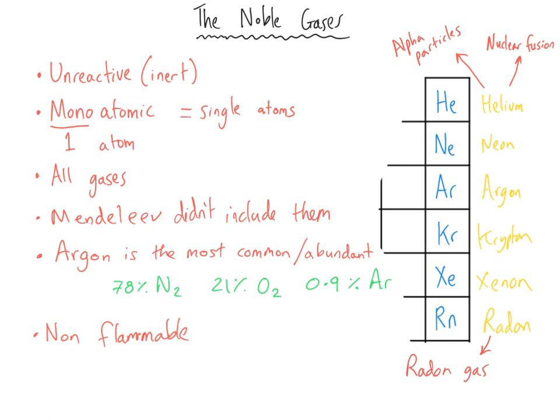And the last use to mention of these noble gases is argon. And argon, because it's unreactive, and because it is the most abundant of the noble gases, it is used in light bulbs. And what it does is it prevents the filament in the light bulbs from getting too hot and reacting with oxygen, which it very definitely would do at the temperature that light bulb filaments get to.